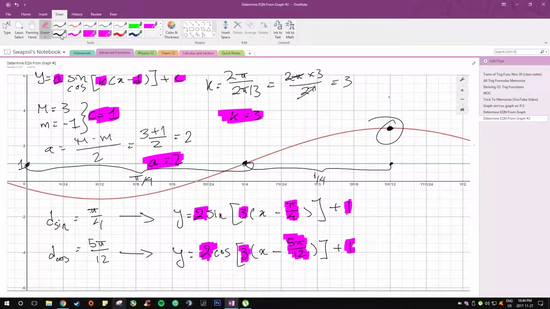That value would start over here at 3, and then it would be a cosine graph, because if you have a sine x graph, so let me draw that. So sine x would be like this, cosine x would be like this. Right? So what do you notice?